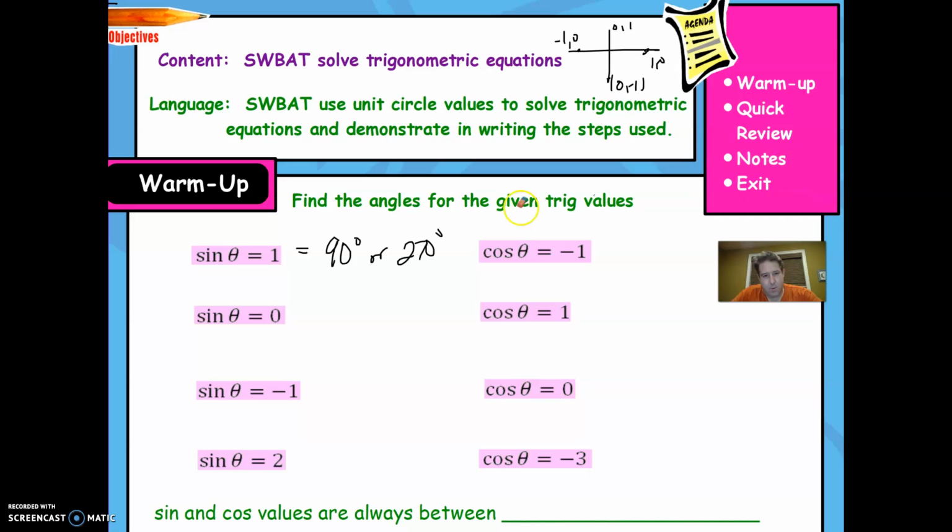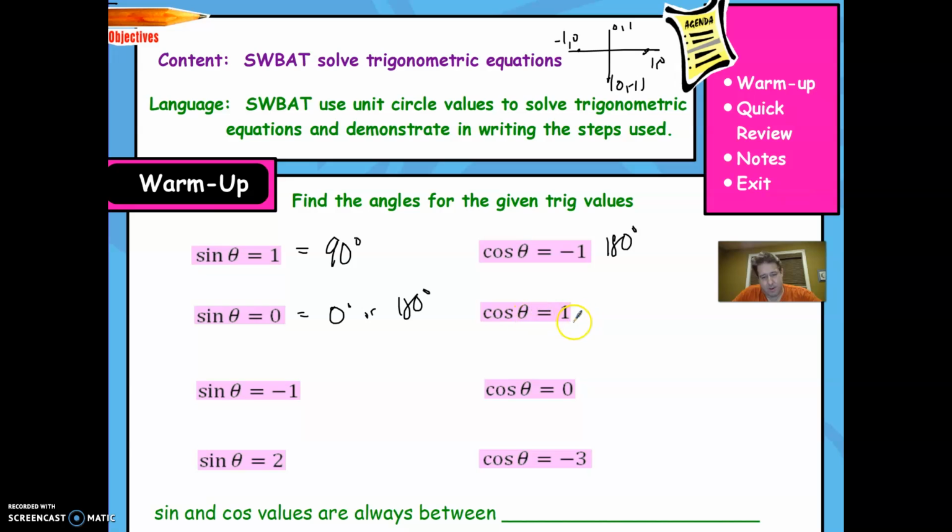So the only time it's going to be positive 1 is when it's at 90 degrees, cosine comma sine. Cosine, when is it going to be negative 1? That would be here at 180 degrees. And when is sine of theta going to be equal to 0? Sine is 0 right here and here, so it's two places. So that would be at 0 degrees or 180.